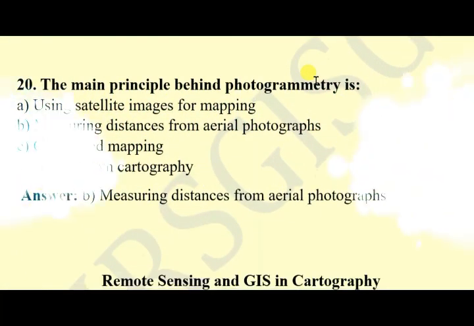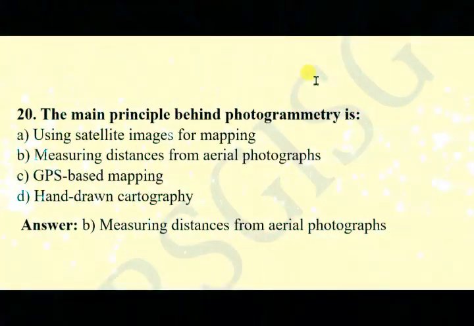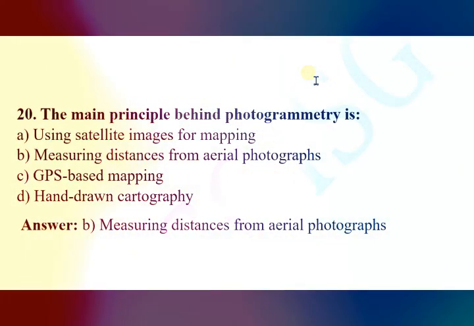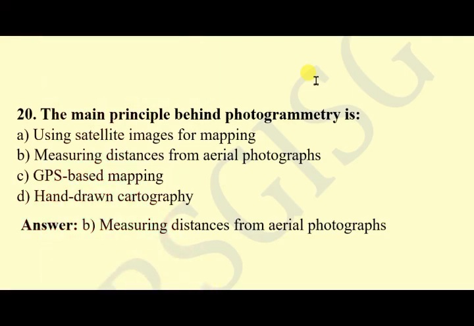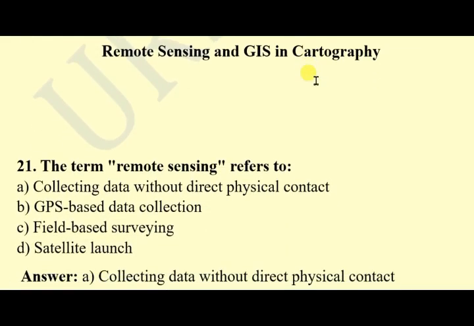Question 20. The main principle behind photogrammetry is using satellite images for mapping, measuring distances from aerial photographs, GPS based mapping, hand drawn cartography. Here the right answer will be measuring distances from aerial photographs. Question category: remote sensing and GIS in cartography.